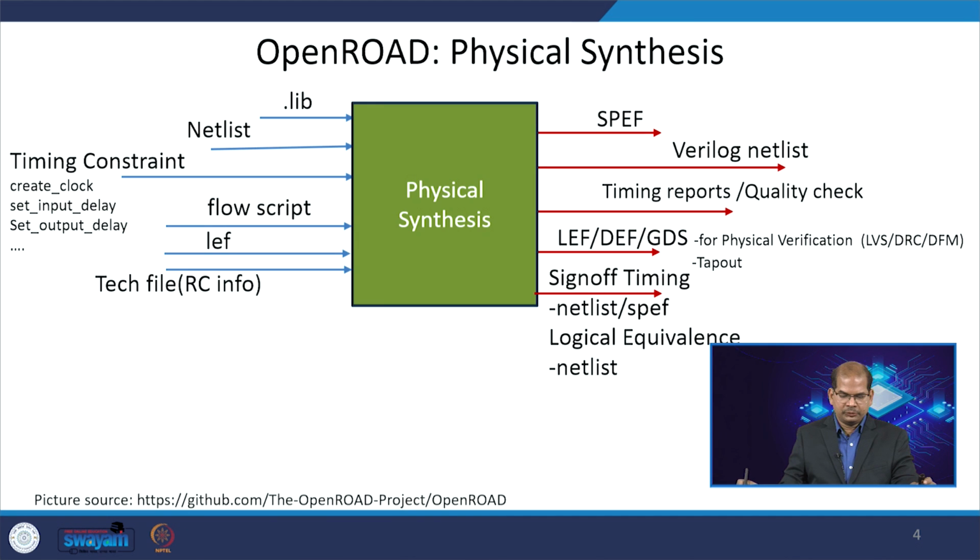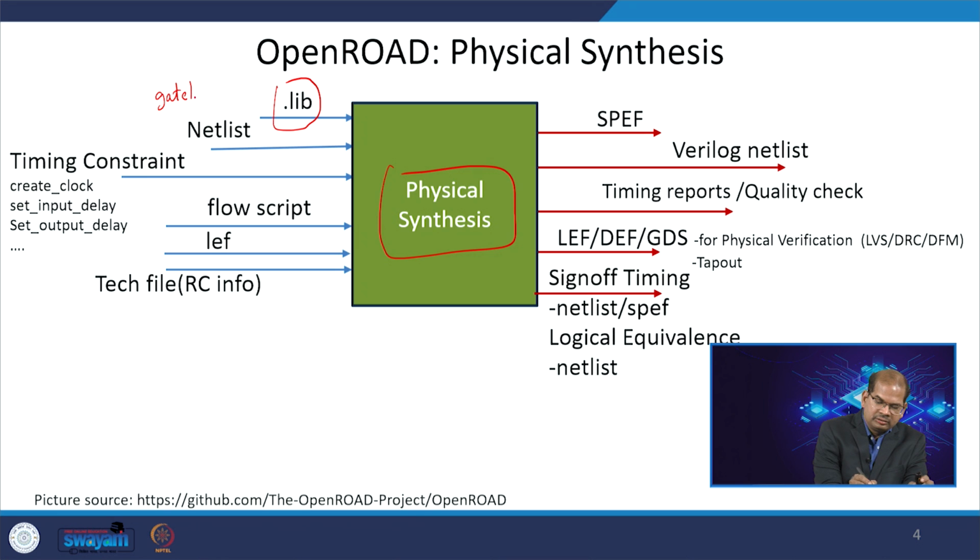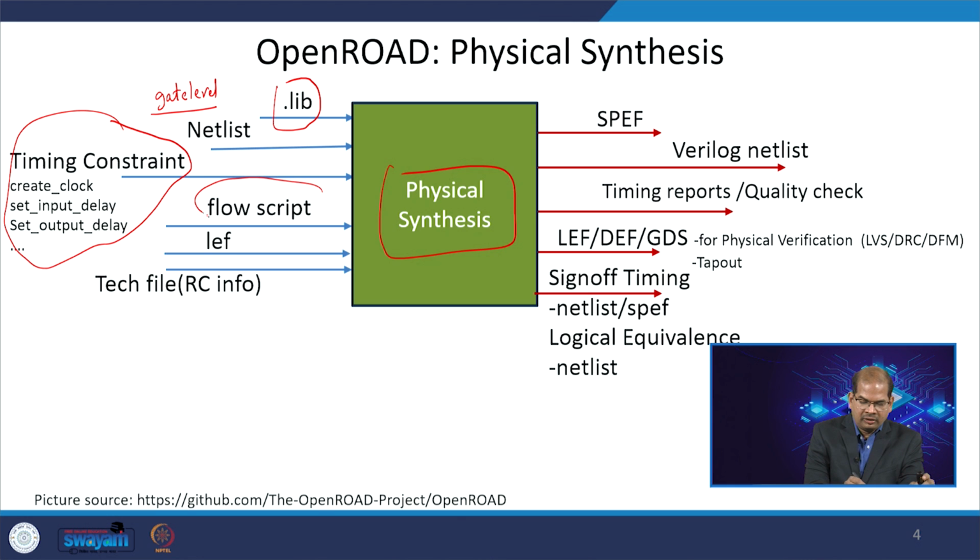What is the input to our physical synthesis tool here is the timing library file, and this is the gate level netlist coming from the logic synthesis tool. Then we are setting some timing constraints, which are user defined. Then we have a script for doing the physical synthesis. Then we have a standard cell LEF file and a text file which carries the information related to RC, resistance and capacitance, of different metals.